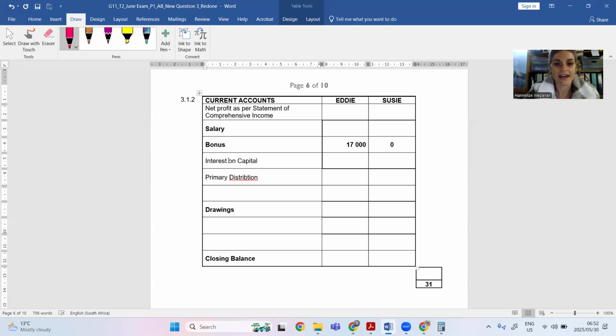And then whatever I have left after that primary distribution, I will then distribute as a final distribution, whether it be that we had a loss or a profit, we then need to distribute that.